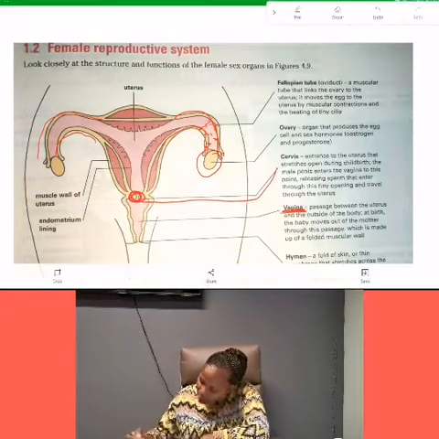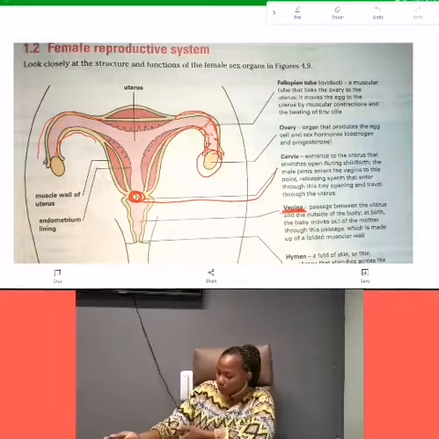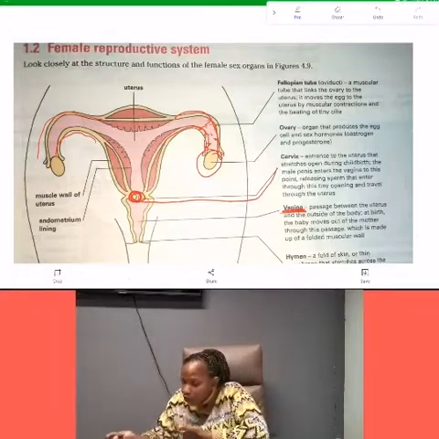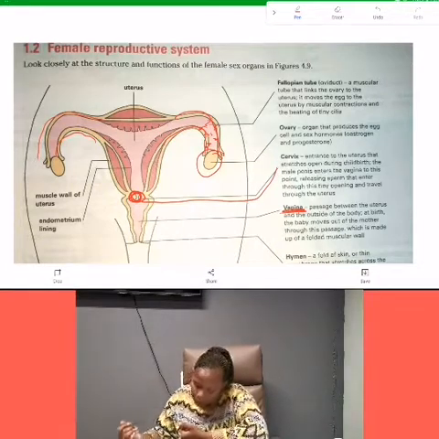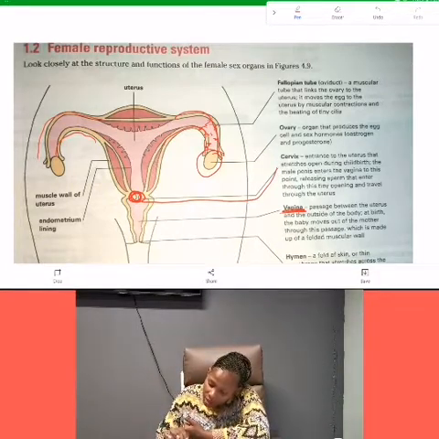And then we have a vagina. A vagina is a passage between the uterus and the outside of the body. At birth, the baby moves out of the mother's vagina through this passage. And then we have the uterus.